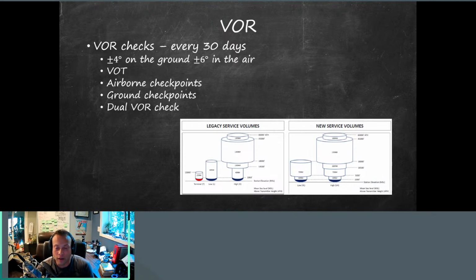Let's talk about VOR checks. To be legal to fly in IFR, you have to have your AVIATES acronym completed, all the inspections. VFR has the AVIATES. In IFR, we need that VOR check every 30 days for it to be legal. And when we do our checks, we can do them at a VOR testing facility, at known airborne checkpoints, ground checkpoints, or we can do a dual VOR check if we have 2 VOR receivers in the aircraft. On the ground, you must have better than plus or minus 4 degrees of error. In the air, it's plus or minus 6 degrees. And these are the altitudes that you can receive them at.